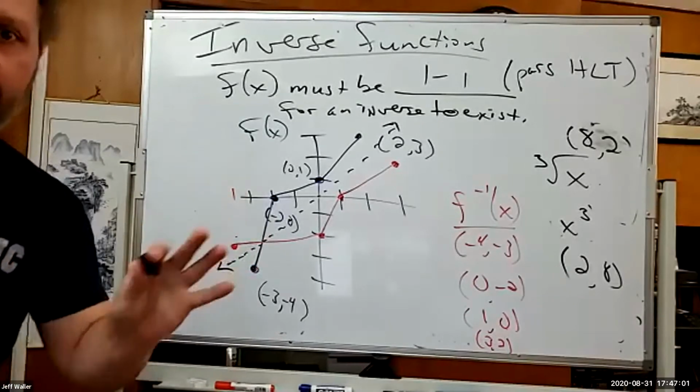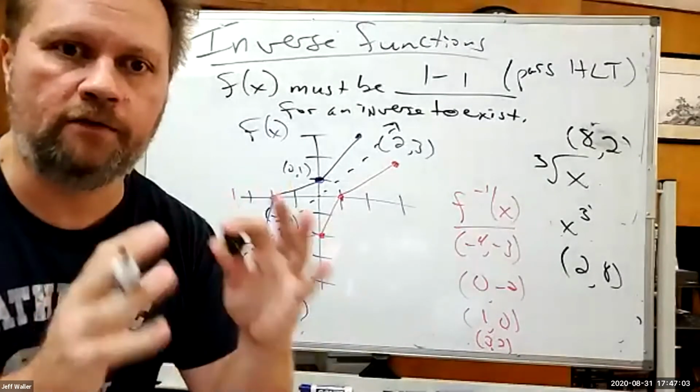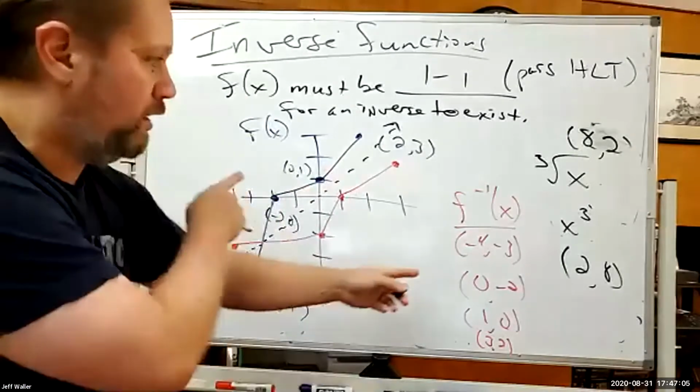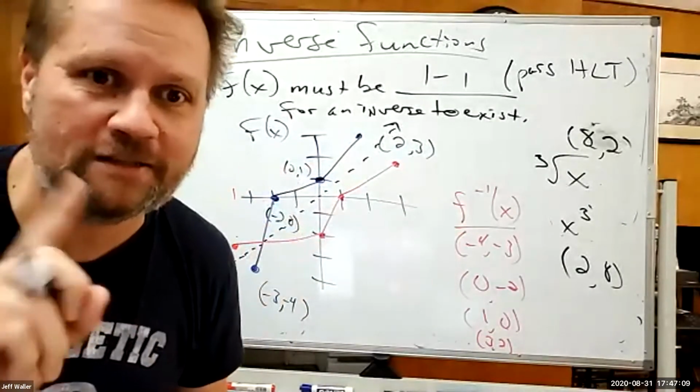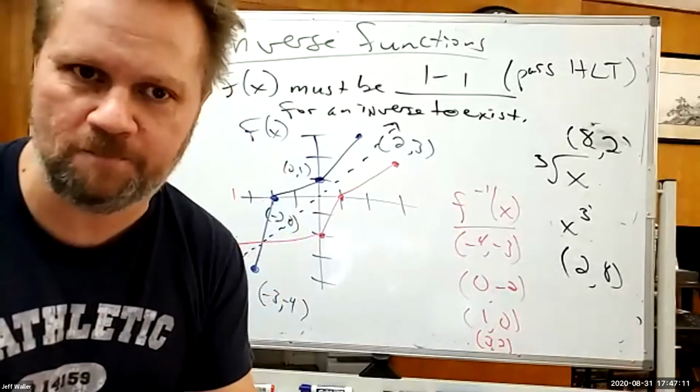So that's all you have to do. If they give you the graph of an invertible function, say graph the inverse, that's all you have to do: turn all the points you see around. Don't change the sign. That's not what inverses do.